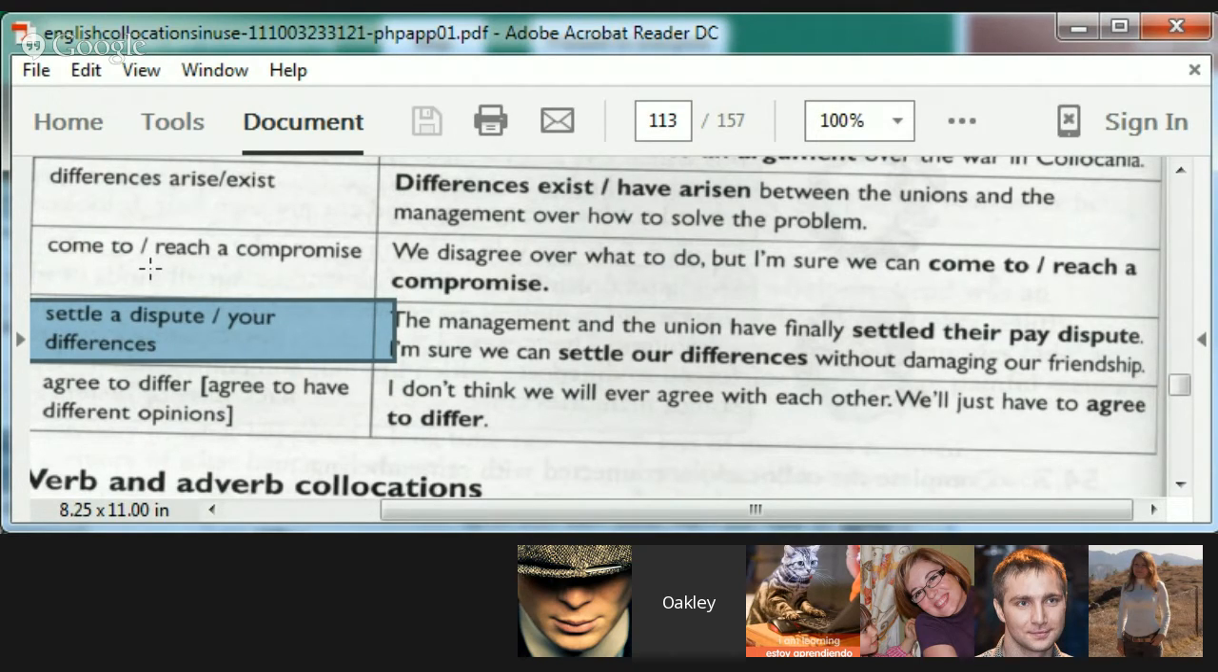Albina, settle a dispute. Settle your differences. The management and the union have finally settled their pay dispute. I'm sure we can settle our differences without damaging our friendship. Okay. And Albina, what does it mean if you settle in court? Do you know what that means? No, I'm not sure.